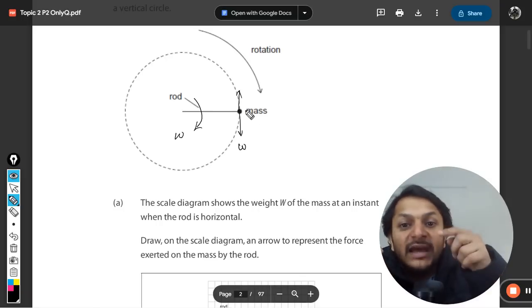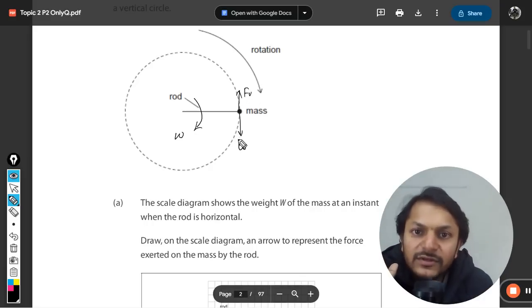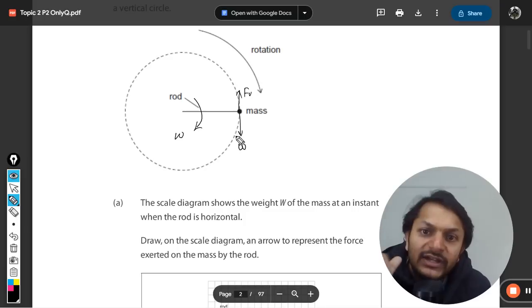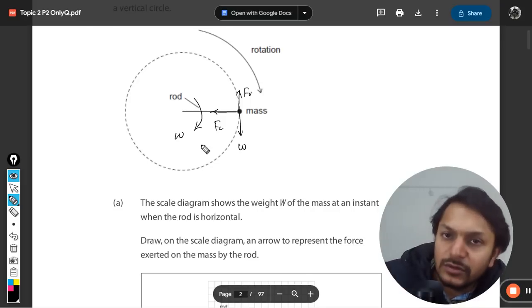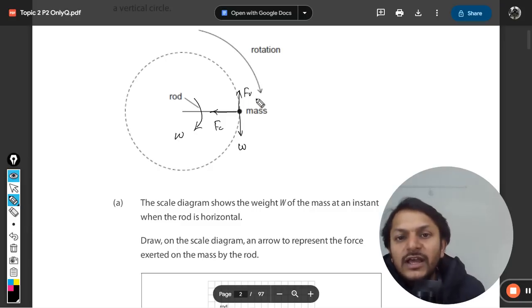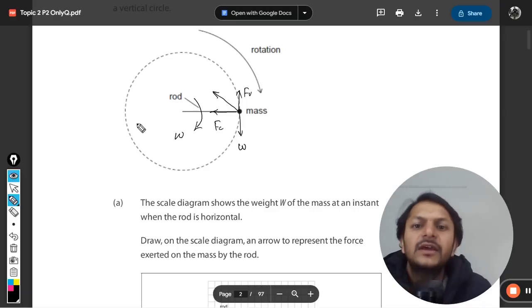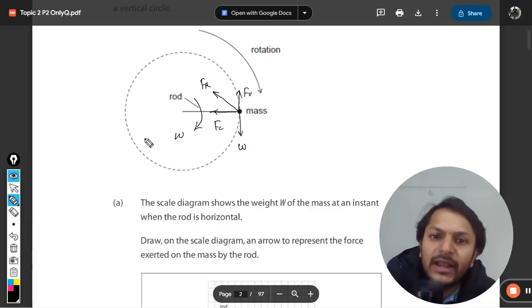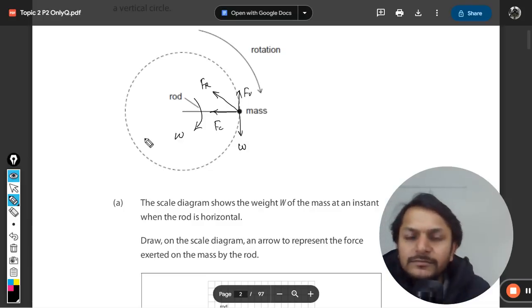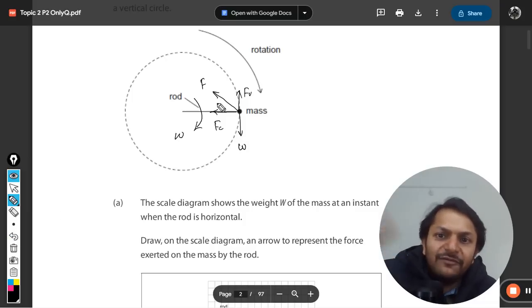This will be the force applied by the rod on the mass. So this is the vertical force. Now, it is moving in a circular motion, so there has to be a centripetal force also, so there will be some horizontal force also. So this will be the horizontal force and this will be the vertical. So we can clearly say that this should be the F rod, the force applied on the mass by the rod, or you can just call it F, no problem. So this is the force F that is applied.